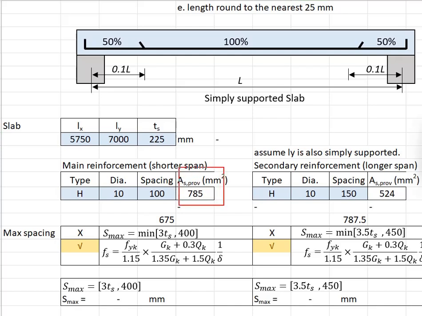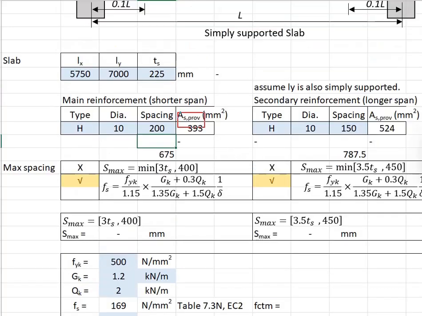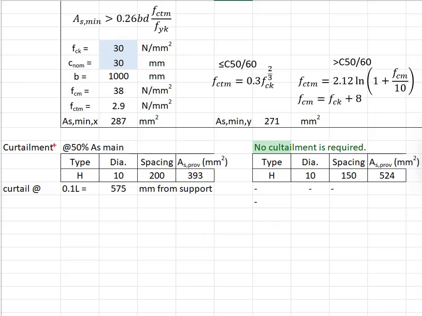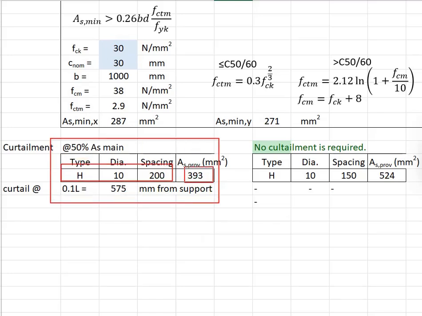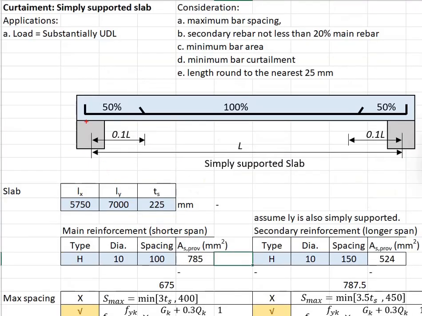Second thing you need to check will be the AS provided. When your spacing is reduced to 200, your AS provided will be 393. Compared to the AS minimum, which is 287, your AS minimum is also passed. This allows you to do the curtailments and make it #10 200 with the AS provided 393 near to the support of the primary reinforcement.